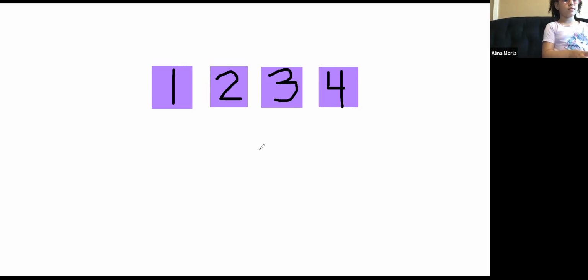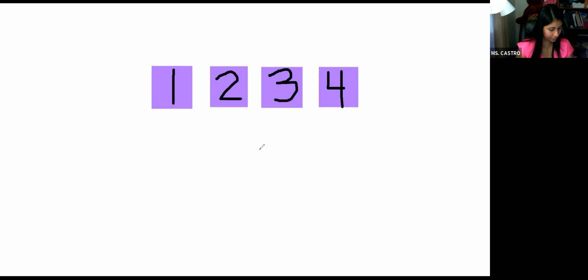Okay, so let's say that Jay has 1 car, because they didn't say that it's 1 less. They just said that he has a number of toy cars that's less. So it could be any number that's less than 4. It could be 3, it could be 2, or it could be 1, just like Alina told us.